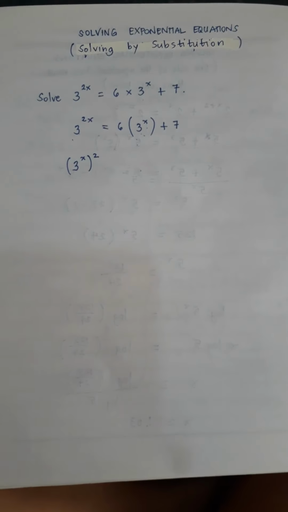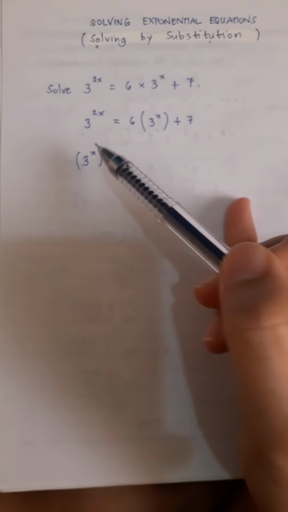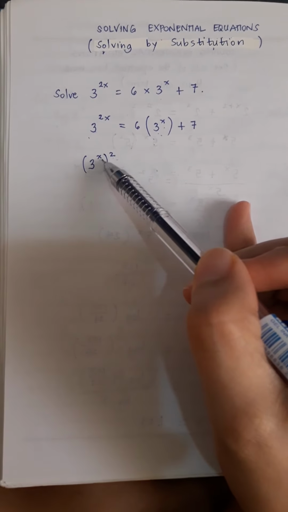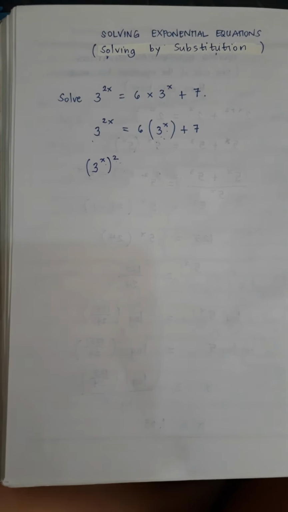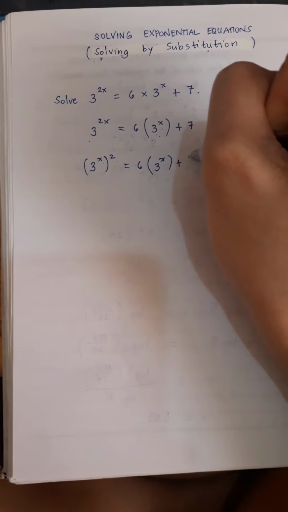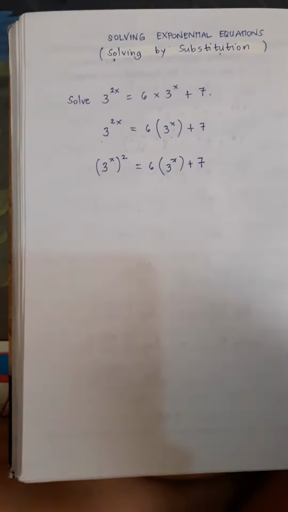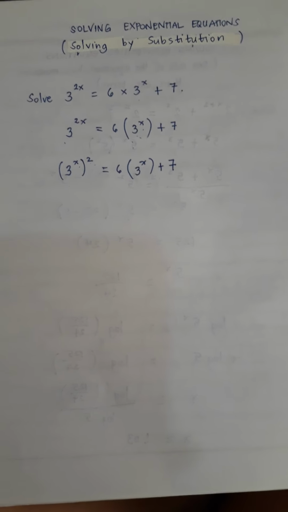3 to the power of 2x can also be written as 3 to the power of x, squared. If you remember your laws of indices, this is what we call the power law. So, these two will be multiplied to each other, giving you a power of 2x, equals 6 times 3 to the power of x plus 7. So, that's the connection that you should be seeing. And how does that relate to substitution?